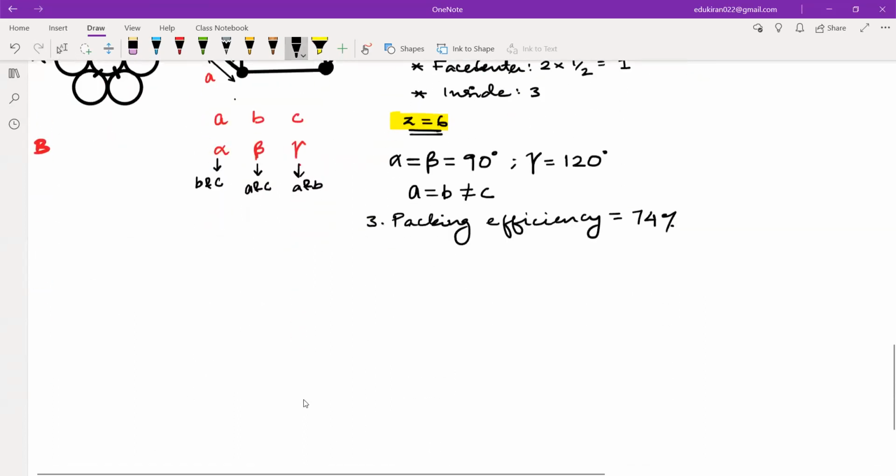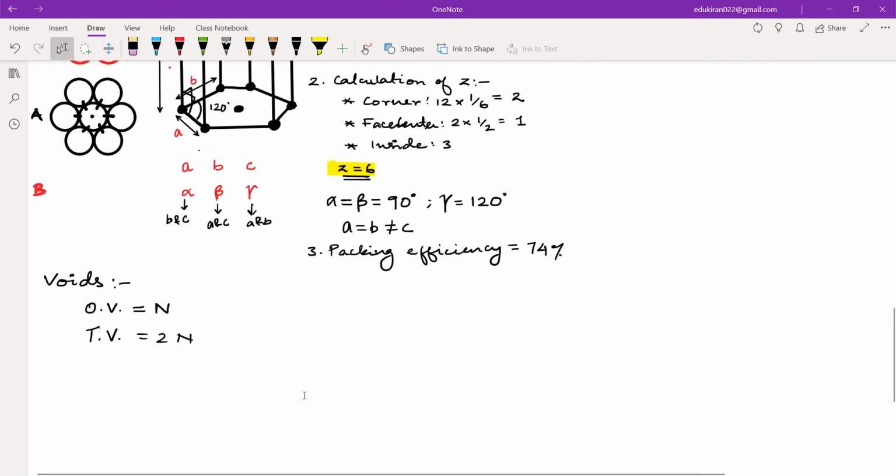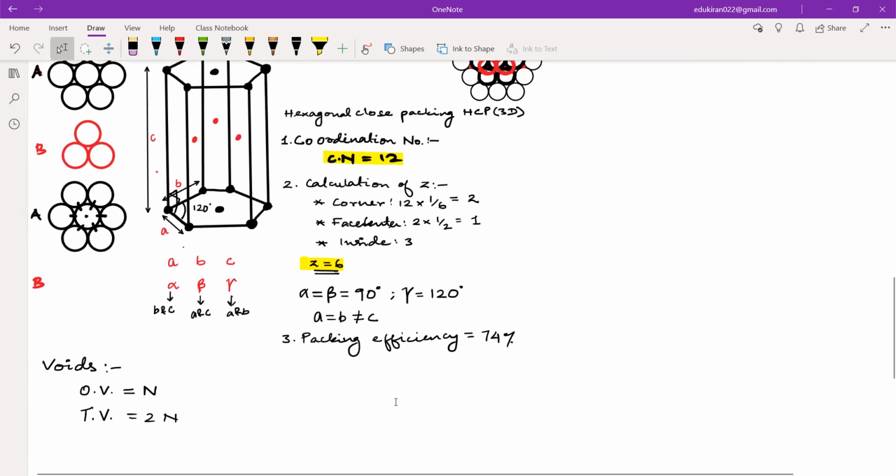कुछ तो लिख लिया होगा वो अपनी. So voids, आप लोग लिखिएगा यहाँ पे. Octahedral void, it is equal to n. Tetrahedral void, it is equal to 2n. And you guys will tell me in chat how many tetrahedral voids are there and how many octahedral voids are there. है ना? याद रखिए, n is the number of atoms in the packing, and in this packing we are just taking the unit cell.